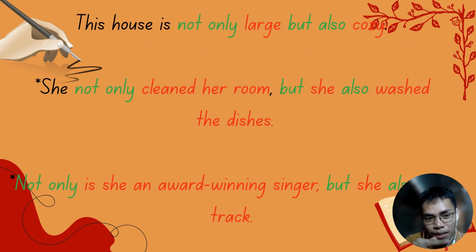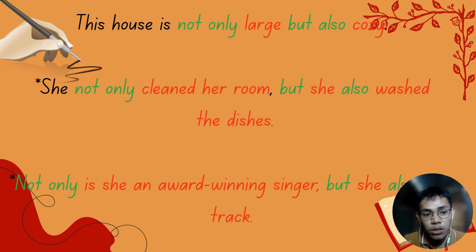Let's go back again to the example in the previous one. So this house is not only large but also cozy. Meaning to say, it emphasizes the second additional element, which is cozy. So it may be that in this sentence, the speaker is surprised, because the speaker believes that large houses are not usually cozy. So it may be that since she did not believe that a large house can be at the same time cozy, she was surprised.